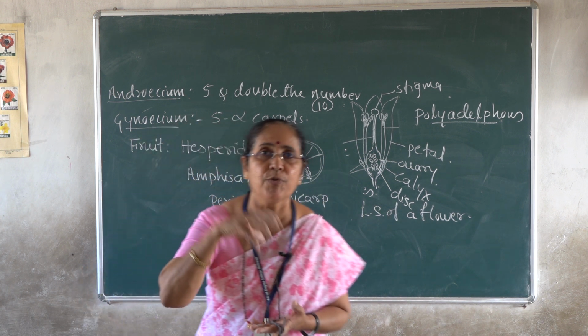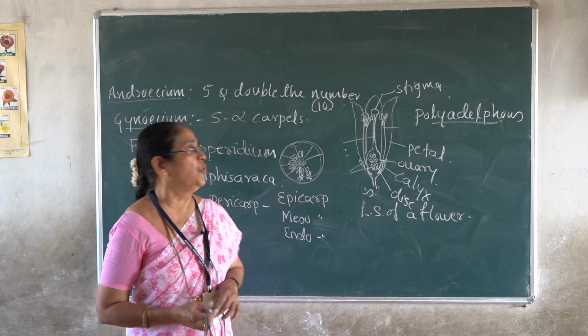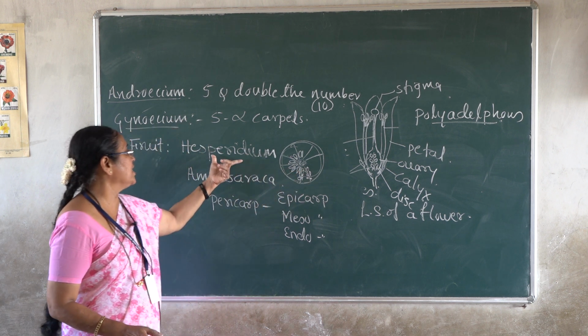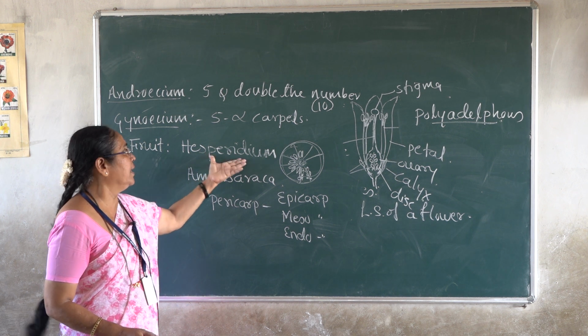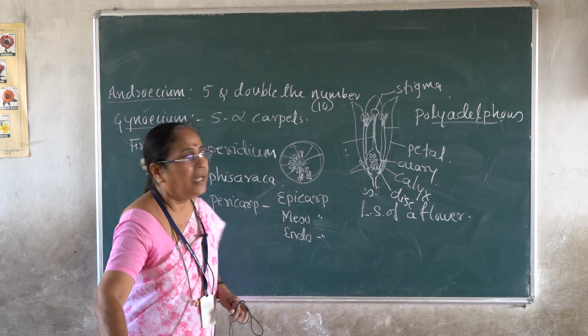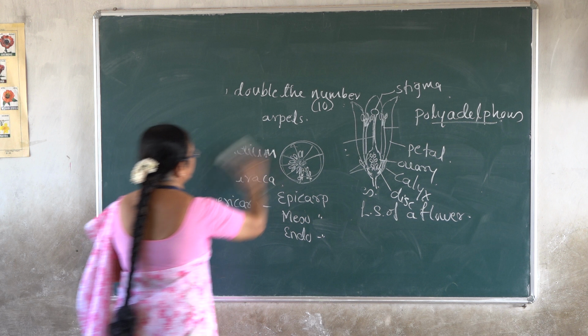The ovary is placed on a cushion-like disc, and consists of many ovules arranged on axile placentation. The fruit of the family is called Hesperidium or Amphisarca. In almost all citrus fruits, it is the Hesperidium type, whereas in bael or patri, it is called the Amphisarca type of fruit. Okay, so these are the distinguishing features of the family.